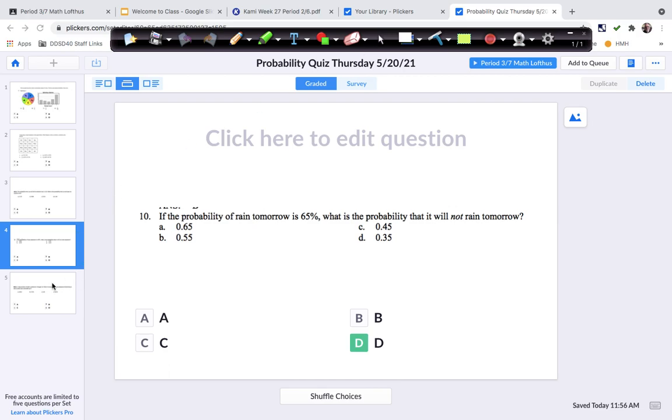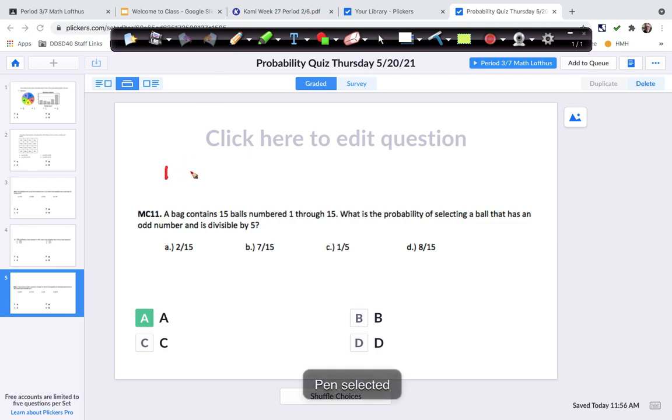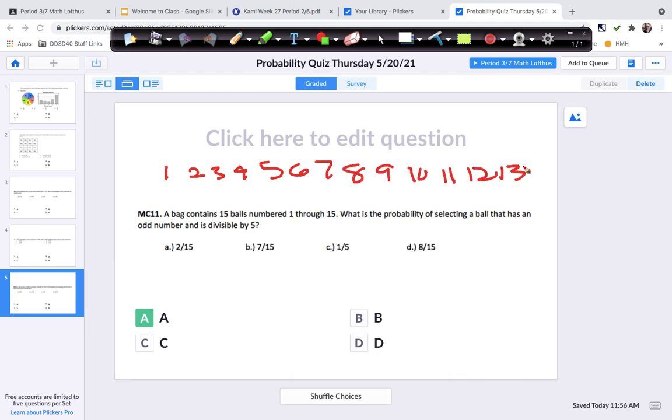And the last question that we did today: a bag contains 15 balls numbered 1 through 15. I've been encouraging students to write things down. What is the probability of selecting a ball that is odd and divisible by 5?